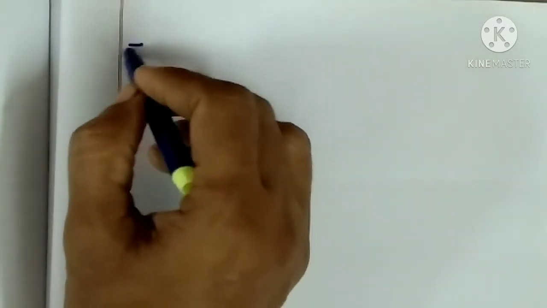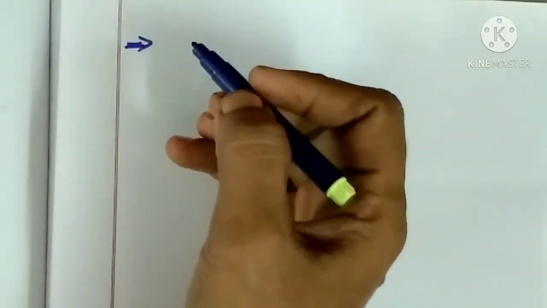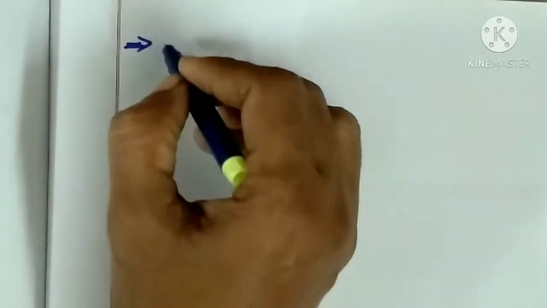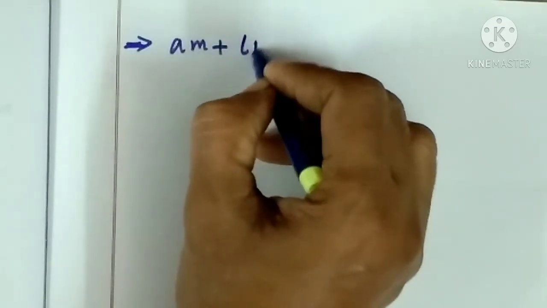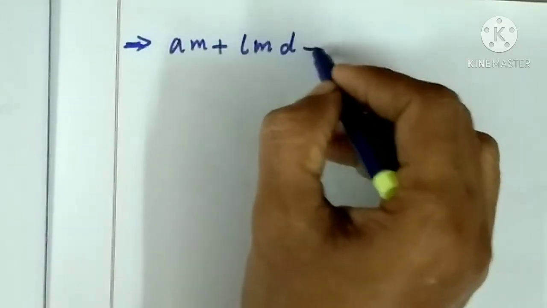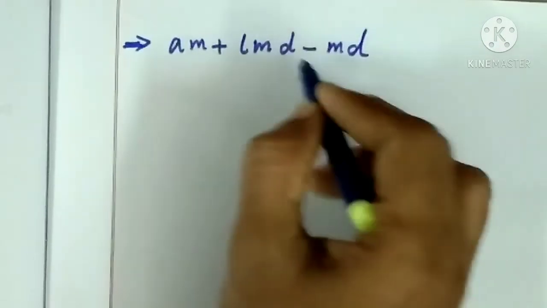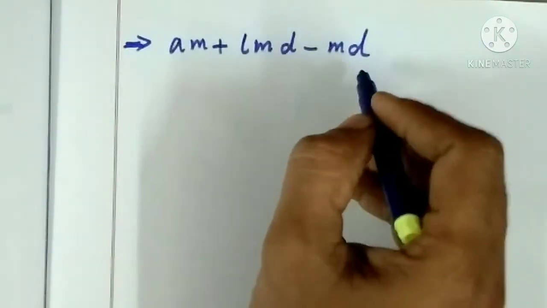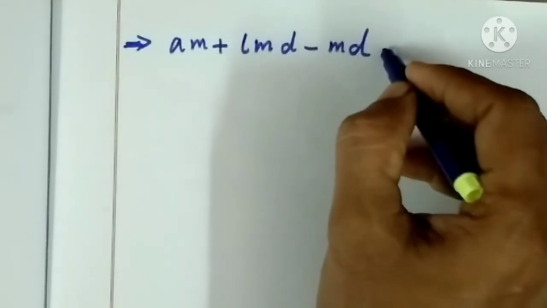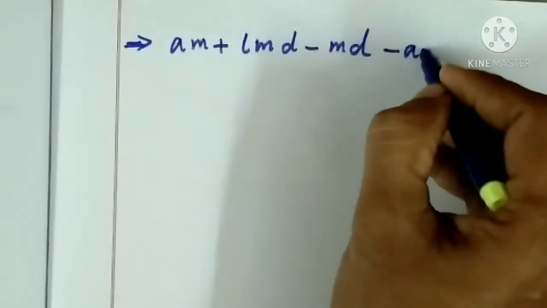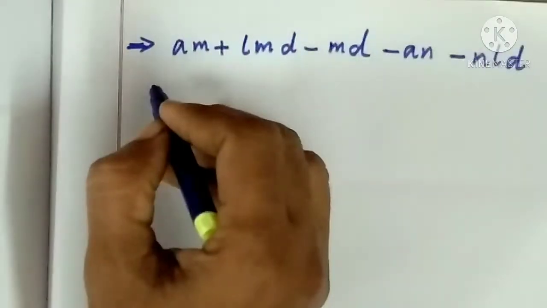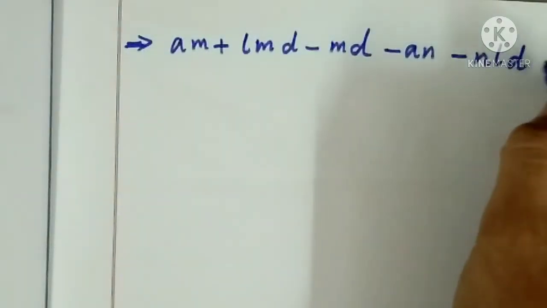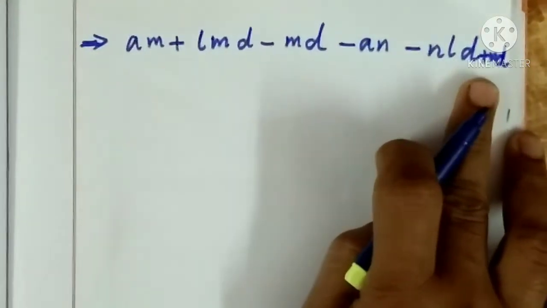That is, first you have to multiply by m. am plus lmd minus md. Plus into minus is minus. Next you have to multiply by minus n. That is minus an minus nld plus nd. Plus minus into minus is plus nd.